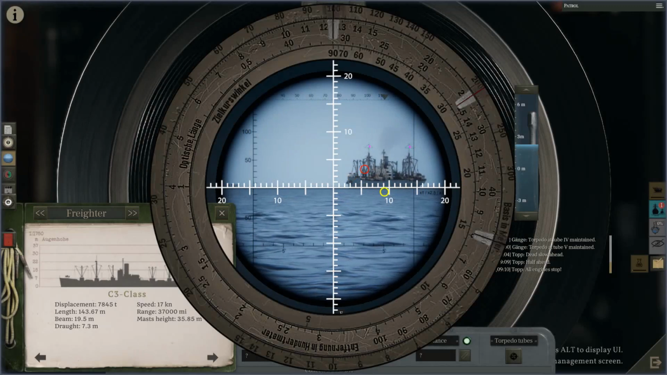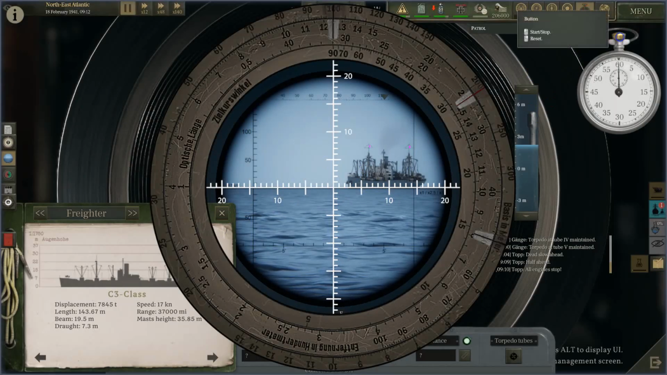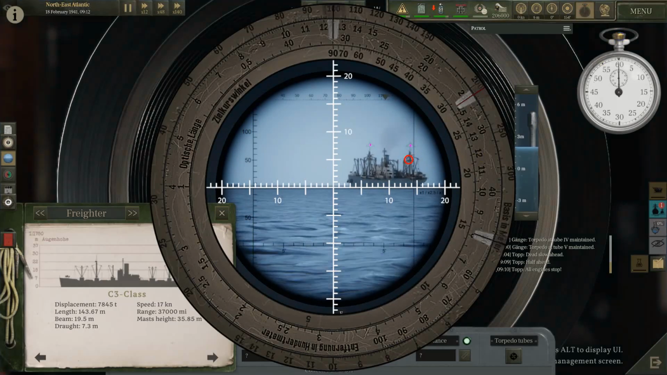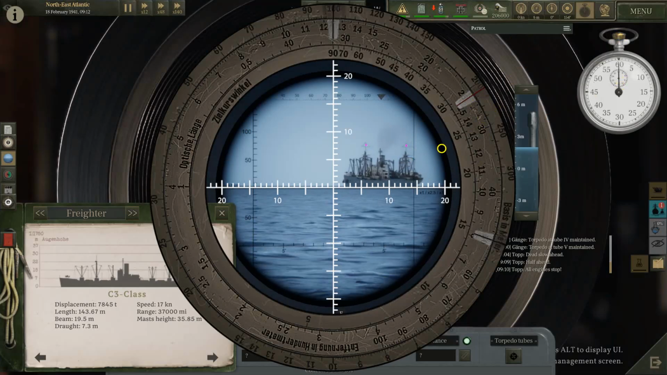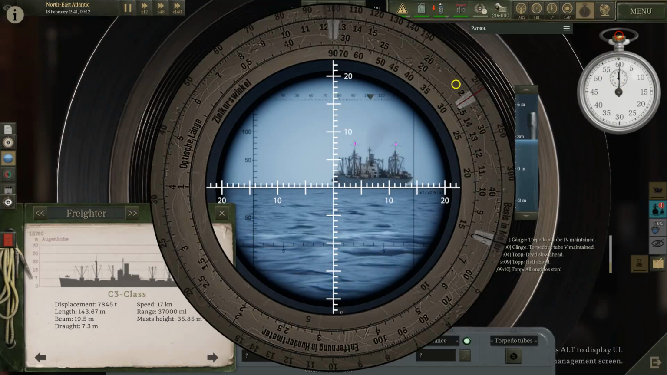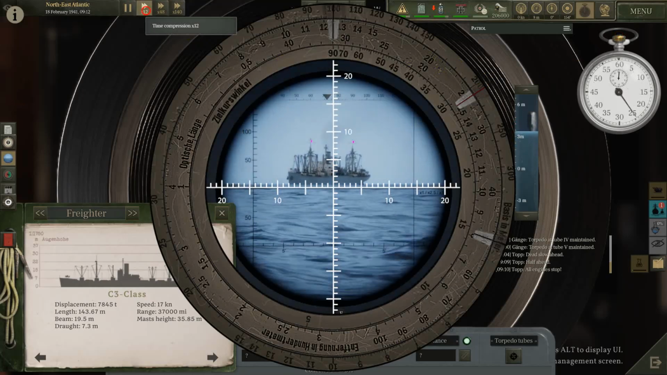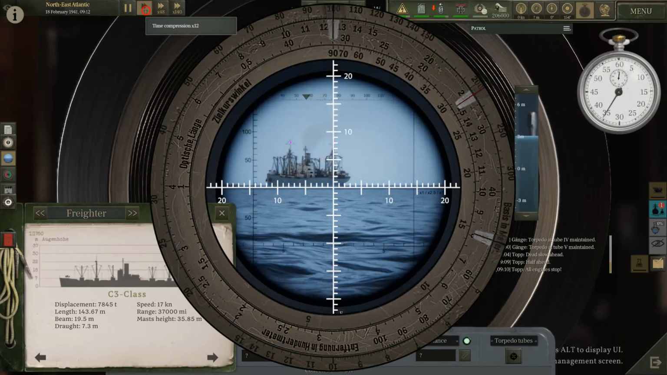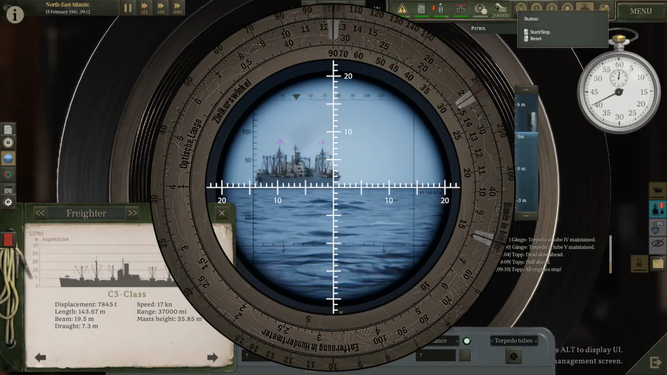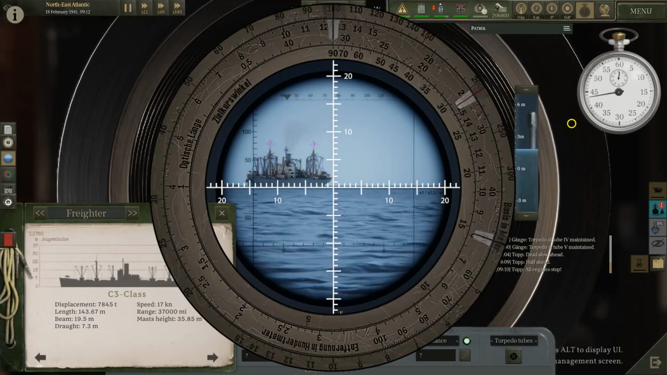How do you find the speed? Well, to find the speed, you need the length of the ship and the stopwatch. Zero the stopwatch. You need to be at a complete stop, and when the front of the ship crosses the line, you start the stopwatch. Let's speed up a little bit. And you just measure the time needed for the ship to cross a vertical line, which is 43 seconds.